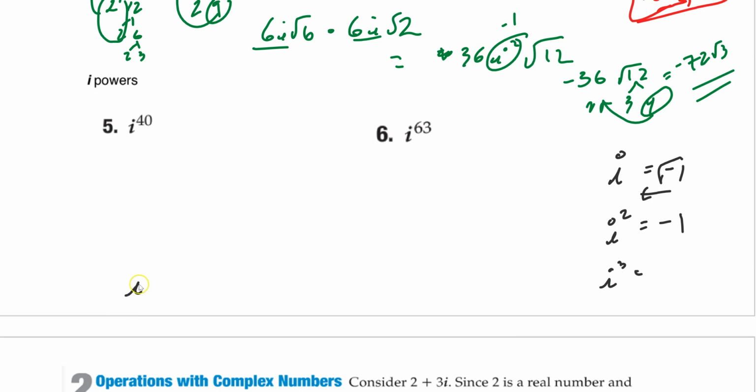Well, let's look at it over here. I'm going to erase this in a bit, but i cubed is the same thing as saying i times i times i. Well, what happens here? You get i squared. i squared is negative 1, so negative 1 times i. It's the same thing as saying negative i.